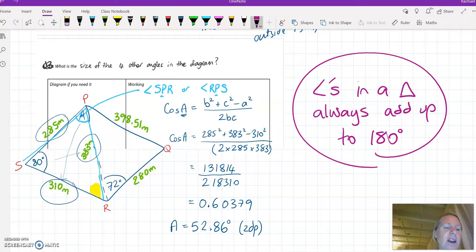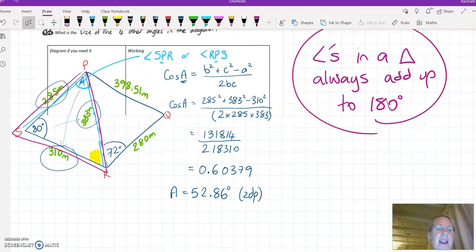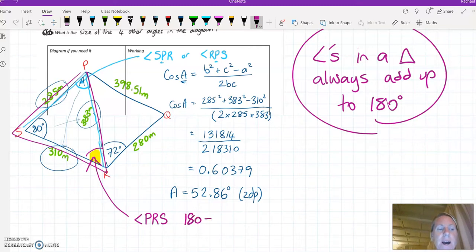So in that triangle here, and let's just highlight it with purple, I've got 80 degrees, I've got 52.86, and I've got something else. To find that something else, it's got to add up to 180 altogether. We'd label that angle PRS. R is in the middle because it's got P and S as the 2 lengths from it. So to find that, we can just do 180 minus 80 minus 52.86.